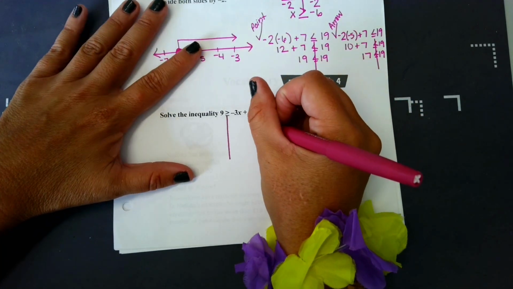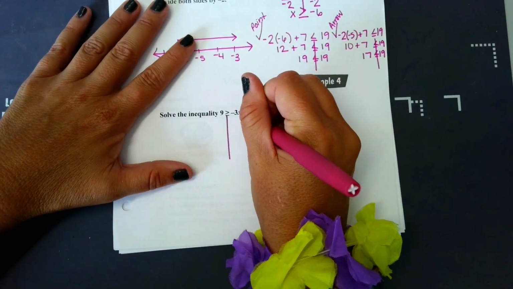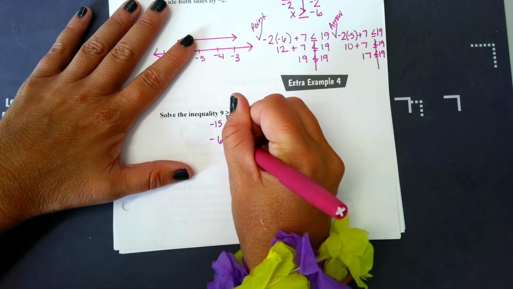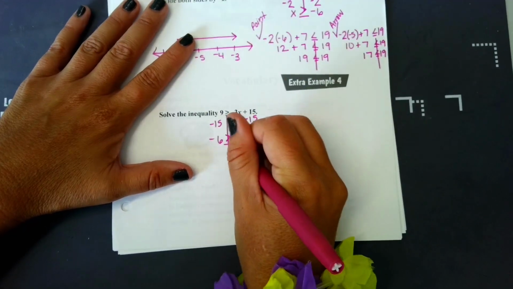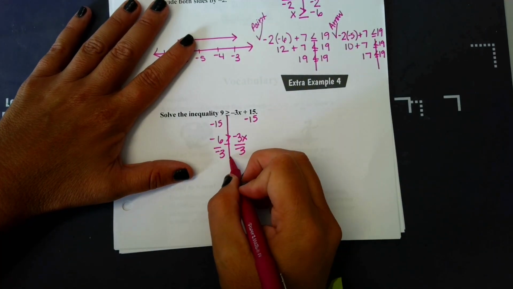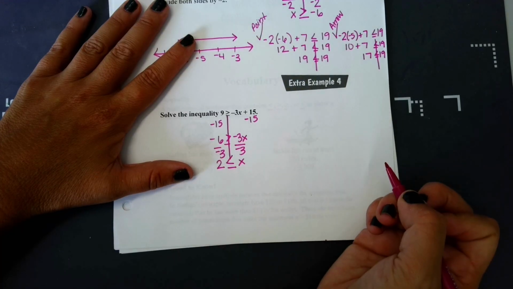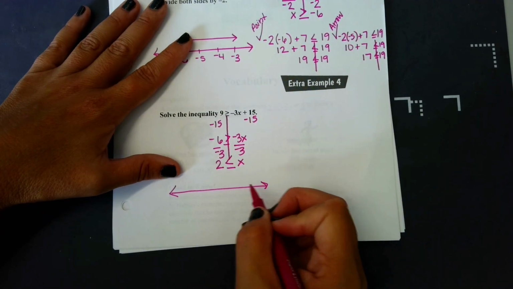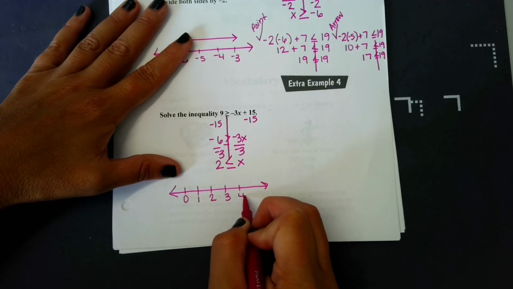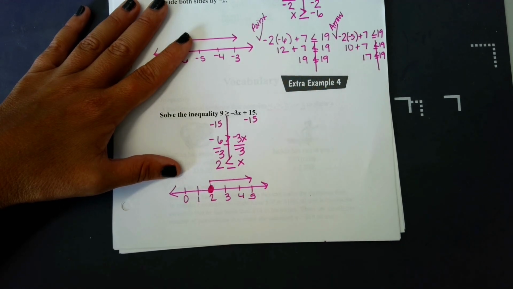All right. What did you get rid of first? Minus 15. So you have negative 6 is greater than or equal to negative 3x. I'm going to divide by negative 3. So what do I need to do to that sign? Switch it. x is greater than or equal to 2. Draw my number line. Closed circle, and I want all the numbers greater than.